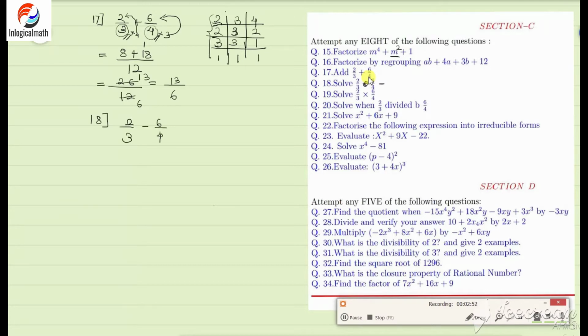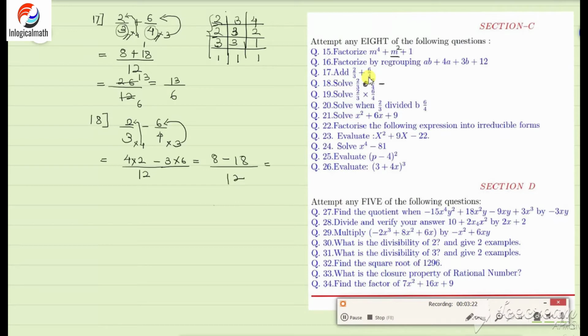So the LCM of 3 and 4 is what? 12. Now multiplying 3 by which number can we get 12? Which is 4. Multiplying 4 by which number gives 12? Which is 3. Multiply this 4 to the numerator 2 and this 3 to the numerator 6. So 4 multiply 2 minus 3 multiply 6, which is 8 minus 18 upon 12.